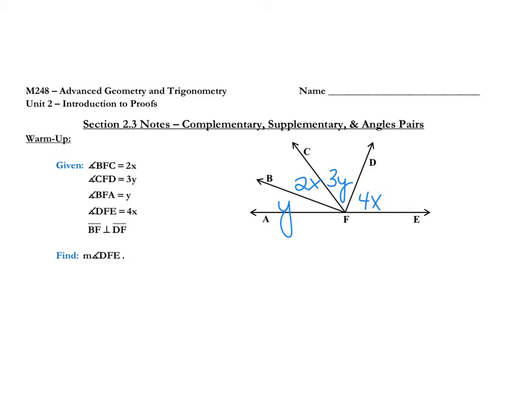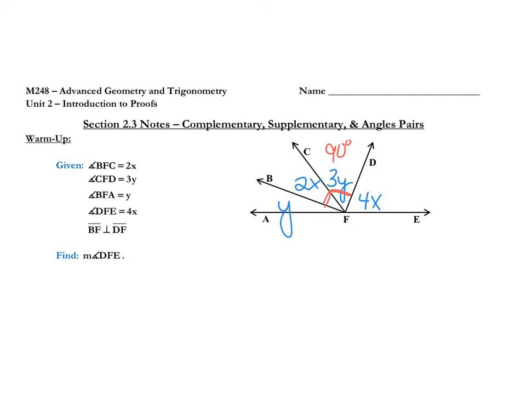And then it says BF is perpendicular to DF. Okay. What does that mean? It means that angle is 90 degrees. So we have a system of equations that we can set up here.